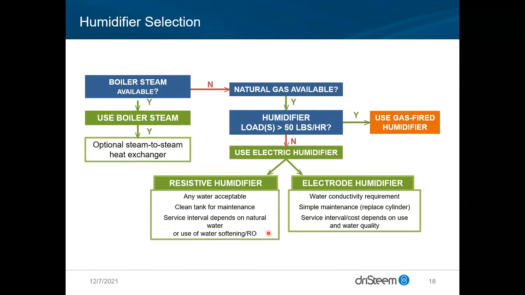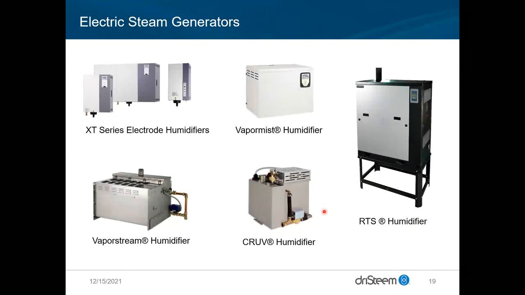You can use any type of water, especially clean water, to make sure you reduce maintenance. The way you maintain an electrode style humidifier is by replacing the tank when it's full. Specifically on electric generators, here's a few examples of those: your electrode style versus your resistive electric style.